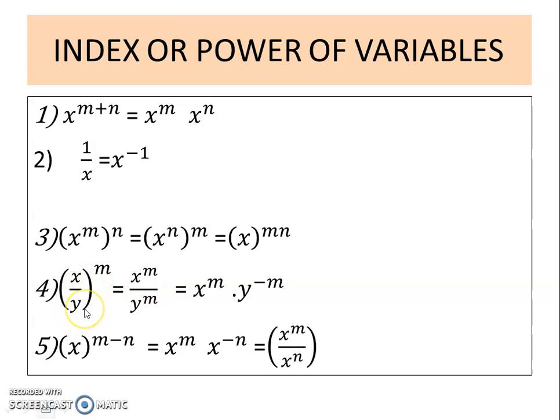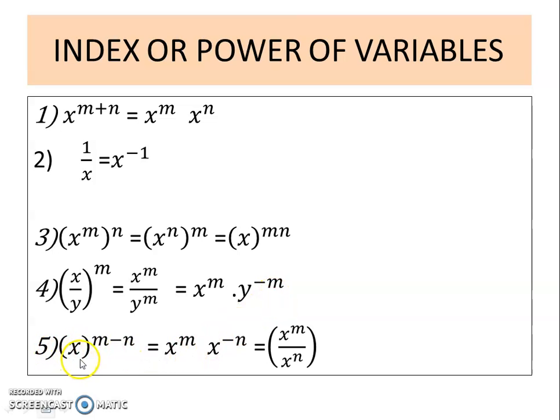Next, x upon y in quotient form: these two variables must be different and the index or power is the same. Then x raised to m upon y raised to m, and we should write x raised to m into y raised to minus m. This y goes to the numerator. The sign of the index must be negative.